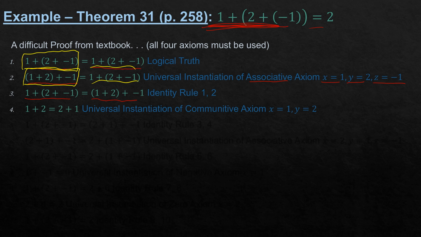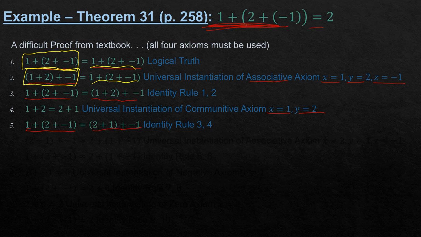And then with line 4, we could instantiate the commutative axiom with x is equal to 1 and y is equal to 2. And this will allow us to do another identity rule inference here with lines 3 and 4. So we can get this. We have 1 plus this quantity, 2 plus -1, is equal to the quantity 2 plus 1, plus -1.